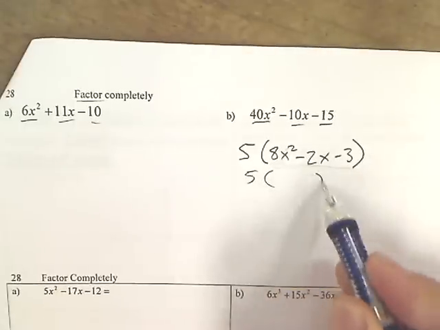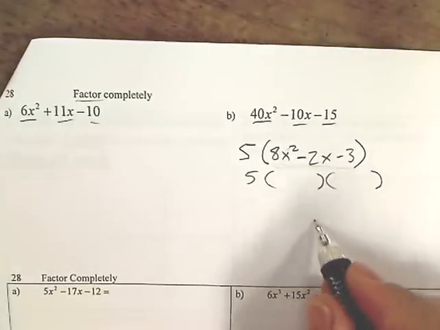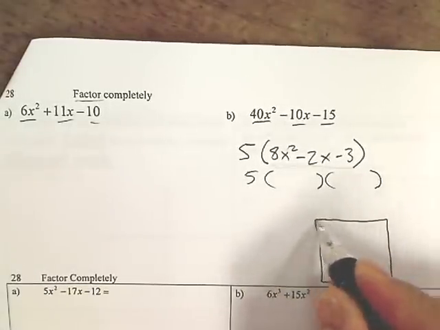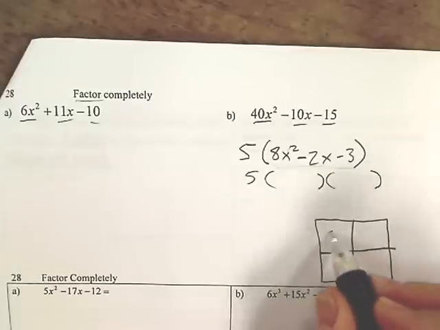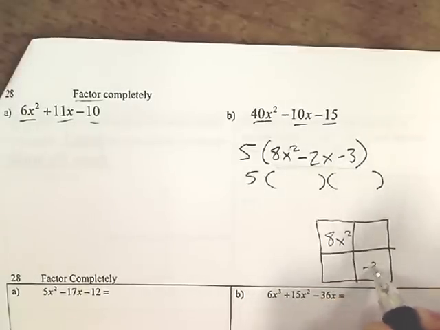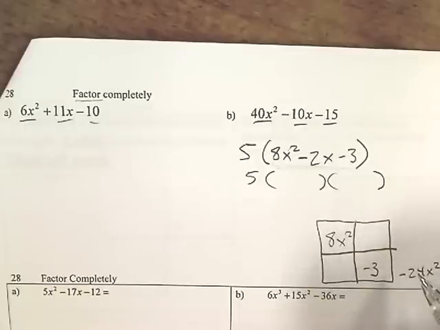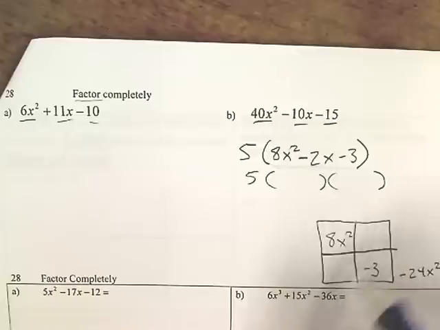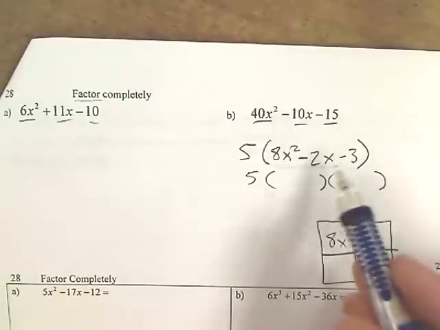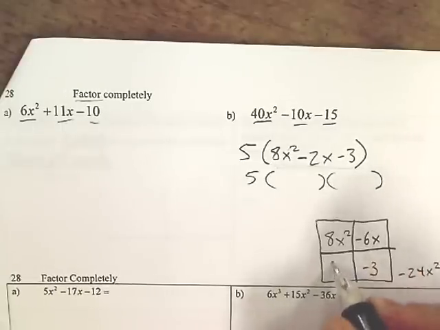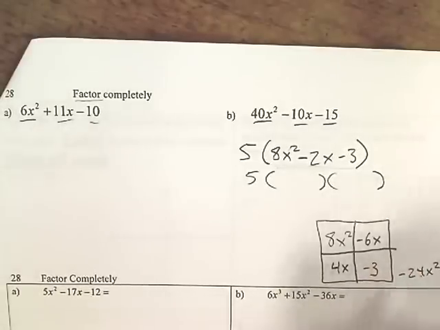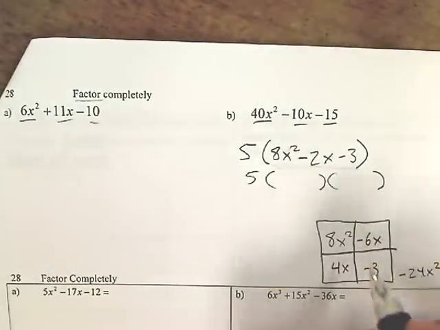Some people will write it down like this. For the people who are struggling, which you are because you're looking at this right now, I'm going to give you this guy to use. 8x squared, negative 3. These two multiply together to be negative 24x squared. So these guys will multiply together to be negative 24x squared, and then they will add together to be negative 2. So let's look at negative 6x and 4x. Those multiply together to be that guy and add together to be that guy.